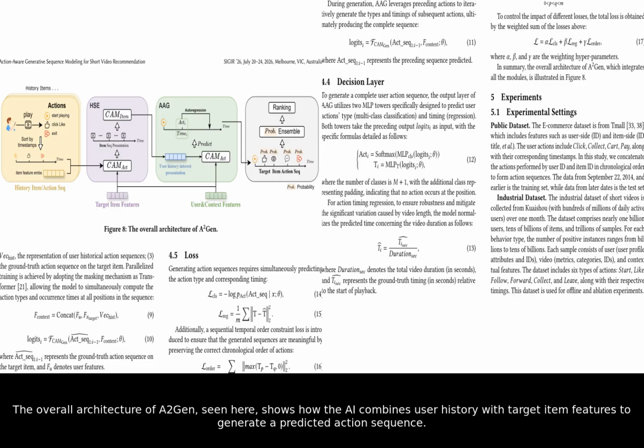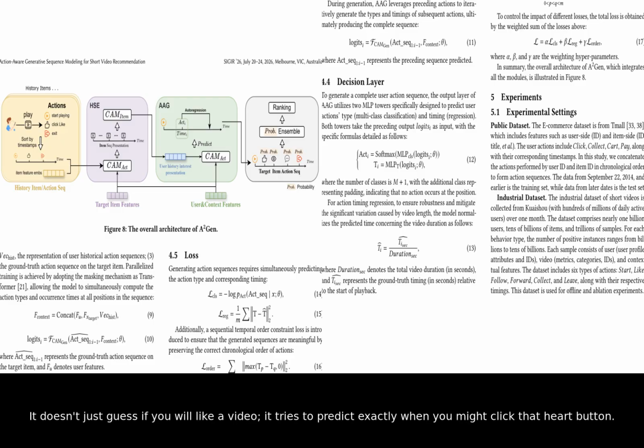The overall architecture of A2Gen, seen here, shows how the AI combines user history with target item features to generate a predicted action sequence. It doesn't just guess if you will like a video, it tries to predict exactly when you might click that heart button. They even added a special rule to ensure the predicted actions stay in a logical chronological order. This allows for a much more realistic simulation of how a human actually consumes content.